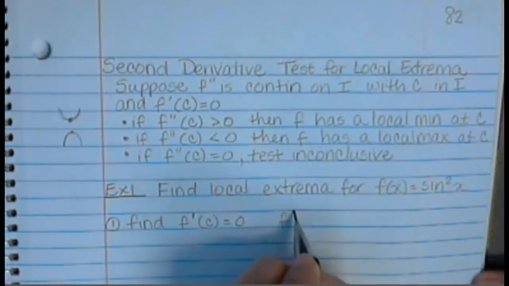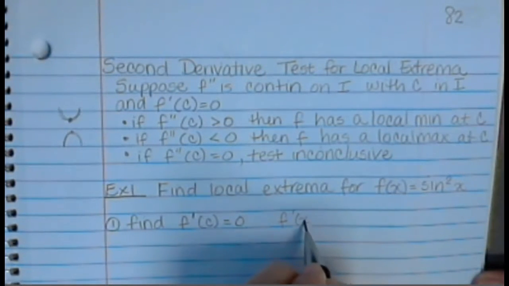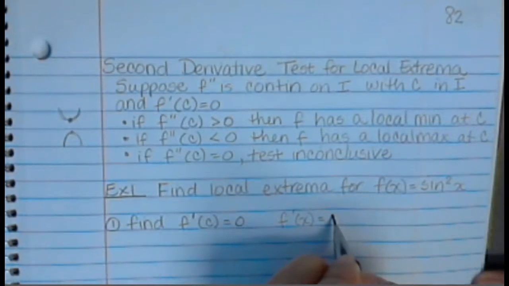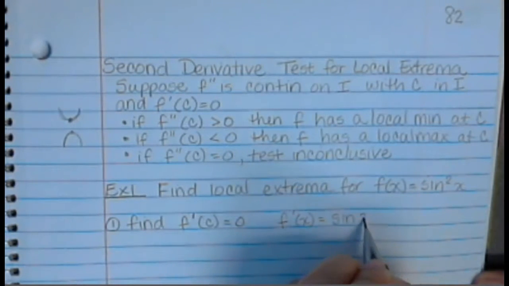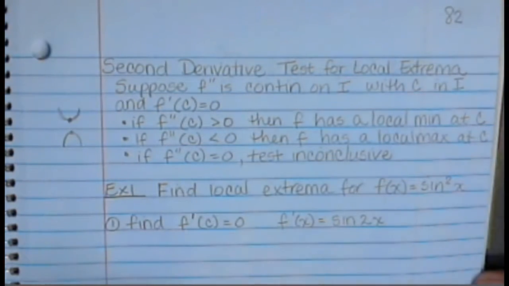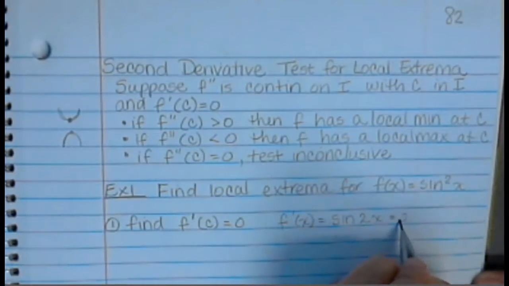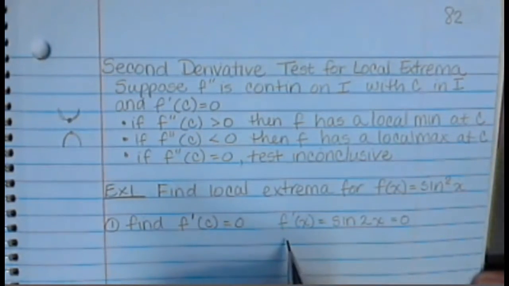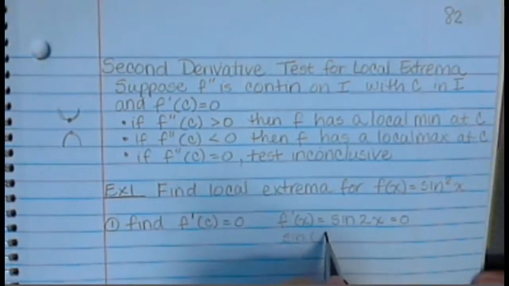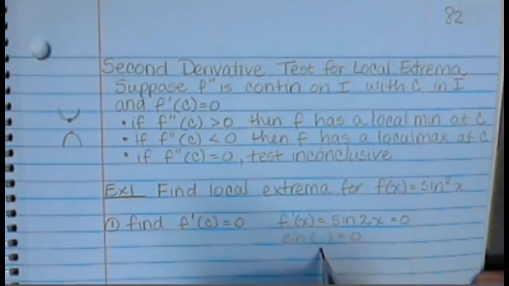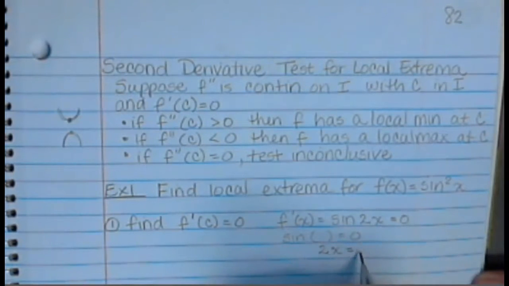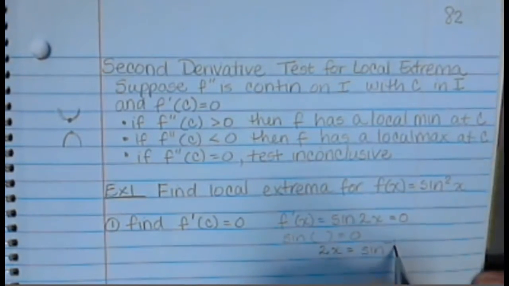So the first thing we need to do is find f prime of x, and we found that to be sine of 2x. We found that in our review. So the question is, when does this equal 0? So we're trying to find sine of what angles equal to 0, or think of it as 2x is equal to the inverse sine of 0.